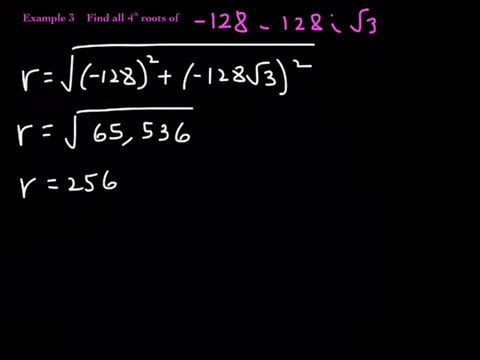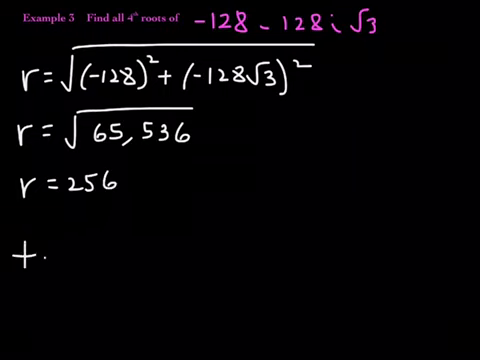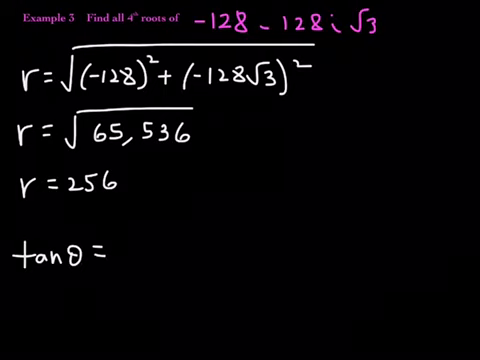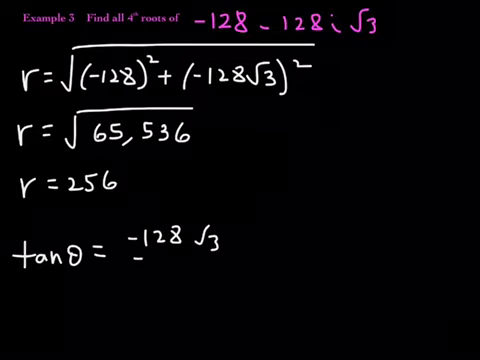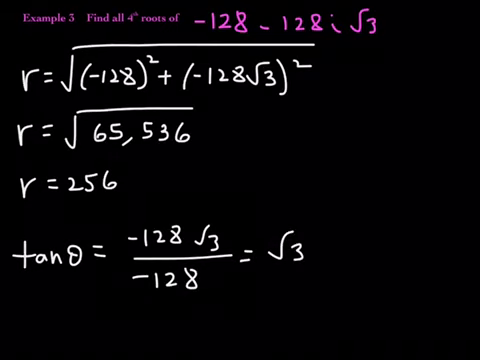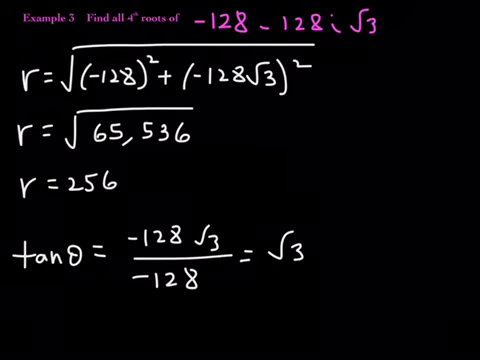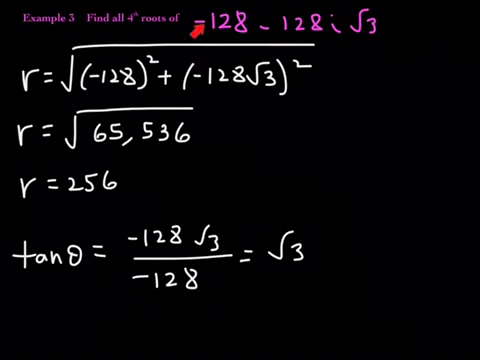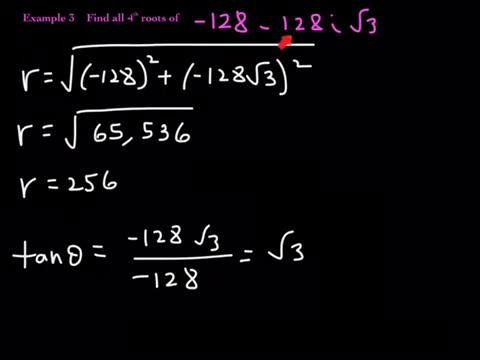Very good. Now, tangent of theta must satisfy y over x, which is negative 128 root 3 over negative 128, which is just positive root 3. All right, now be careful, guys. Now, which quadrant is theta in? If you look at your complex number, both x and y are negative. That puts you in quadrant 3.